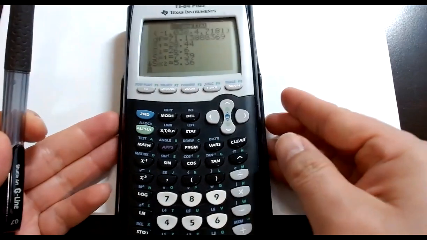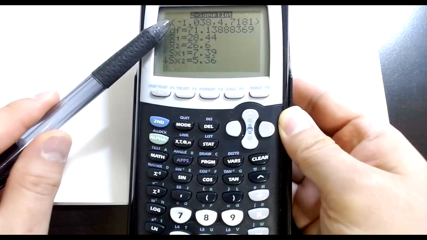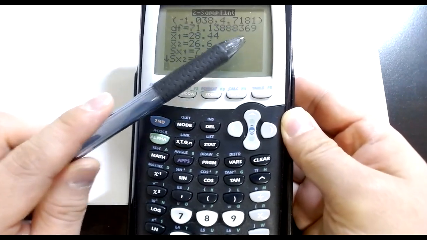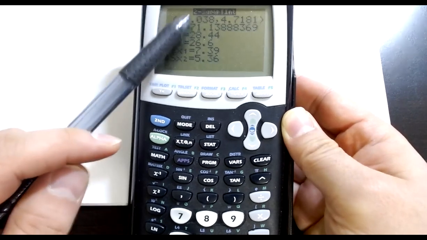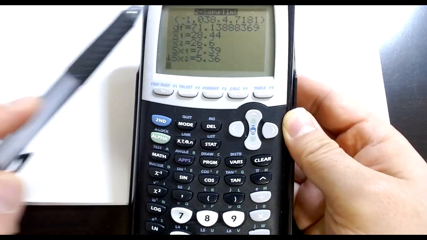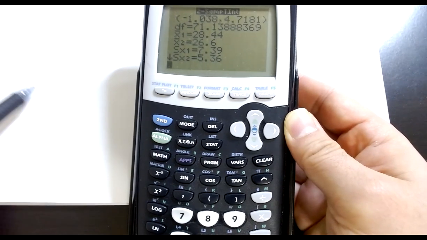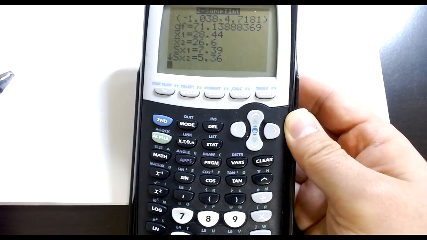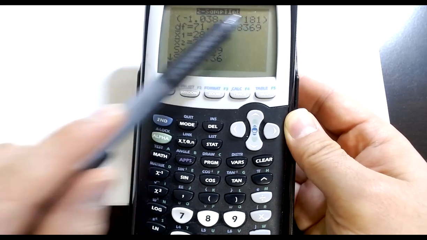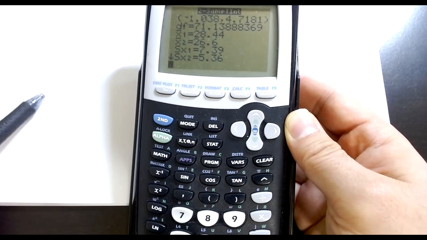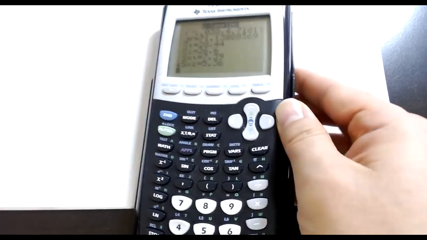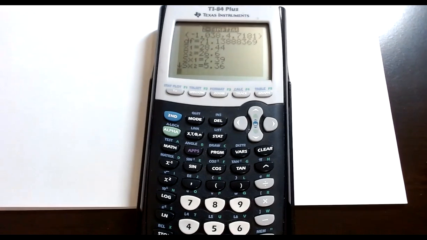So see that here we got the confidence interval minus 1.038 and 4.7181. So you need to fully understand what those two numbers mean. I told you the left number is what? x1 bar minus x2 bar minus E, the margin of error. And then the right number is x1 bar minus x2 bar plus E, the margin of error. Okay. So that's all about the two population means, for two independent samples.